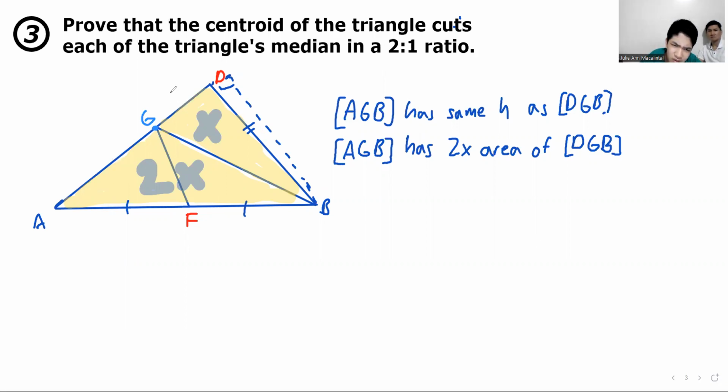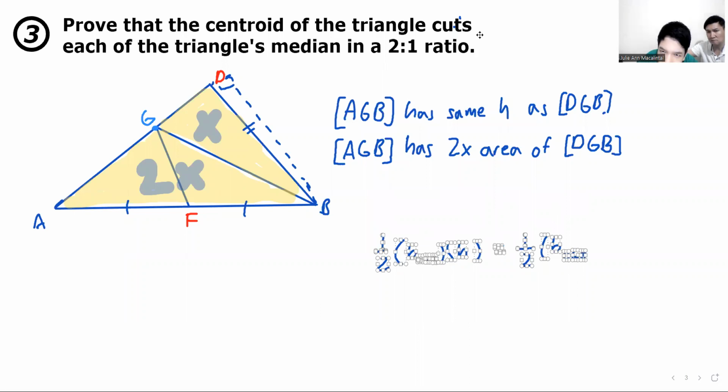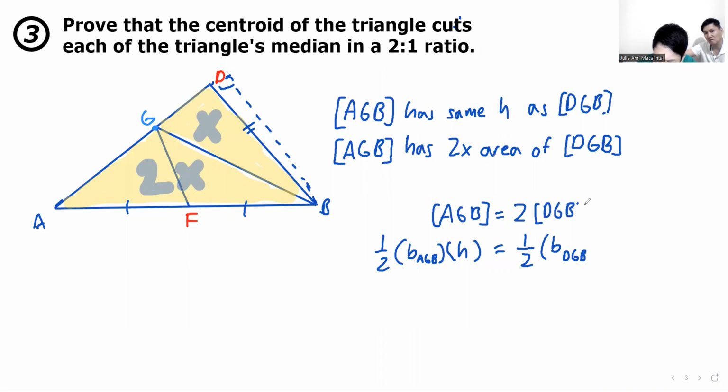So we're going to prove that this is 1 and this is 2. These are its proportions, 2 times the area. So if AGB is 1/2 base times height, equals 1/2 base of AGB. The area is equal to twice the area of DGB.